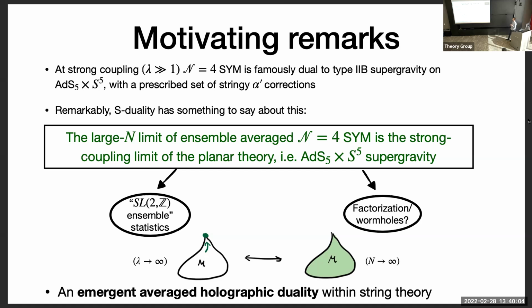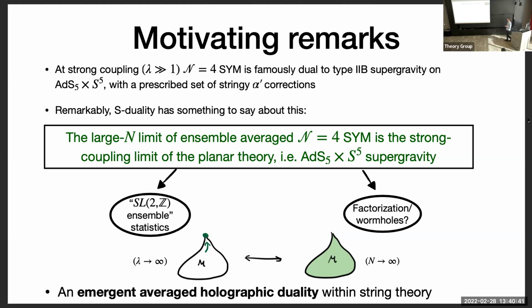We established this at the level of observables O, which are themselves SL(2,Z) invariant. So this leads to an embedding of recent ideas that have been floating around in the low-dimensional quantum gravity literature recently on ensemble averages and averaged holographic duality within string theory. So we'll see that we'll be able to study statistics of observables within this SL(2,Z) ensemble, and this will lead us to speculate about the role of wormholes and the factorization puzzle within N=4.